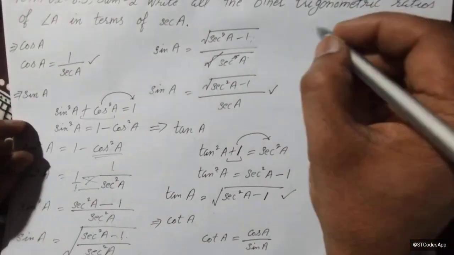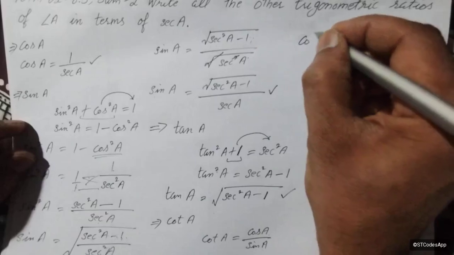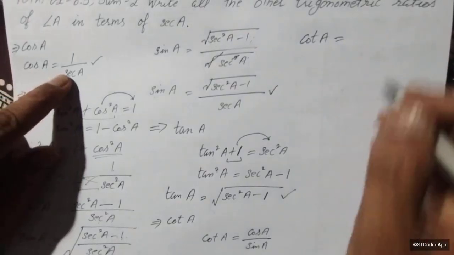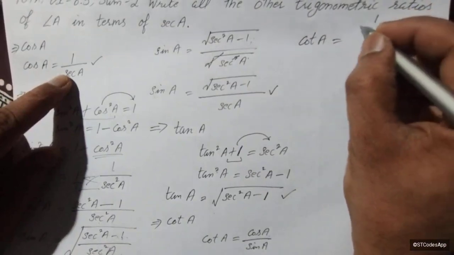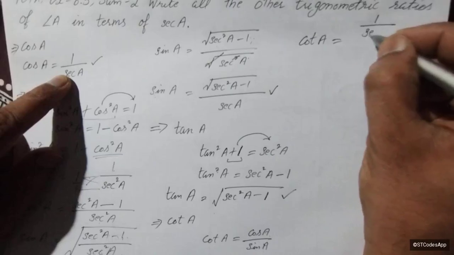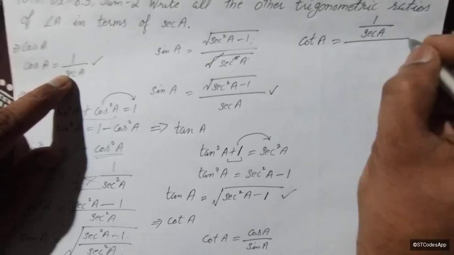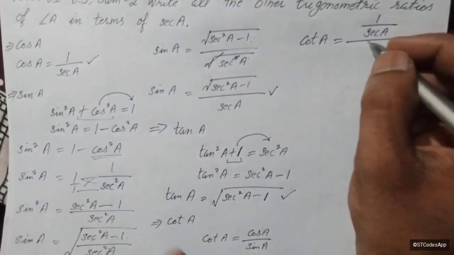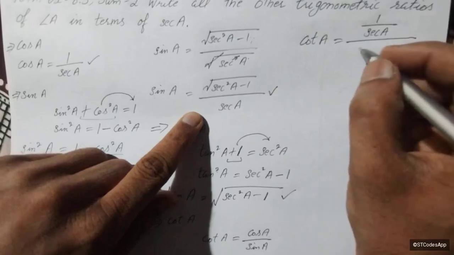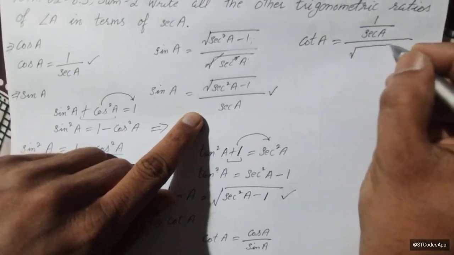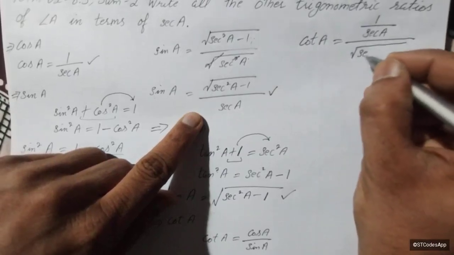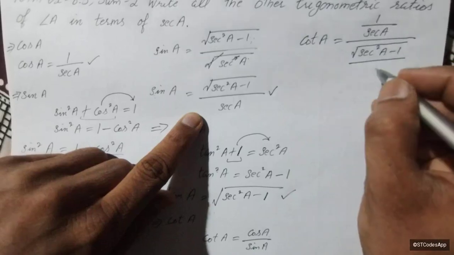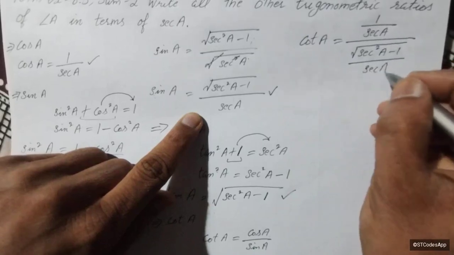Cos A is upside, so cot A is equal to cos A upside, so we will write its value 1 upon secant A, divided by sin A downside, so its value we will write downside. And what is the value? Under root sec square A minus 1 divided by secant A.